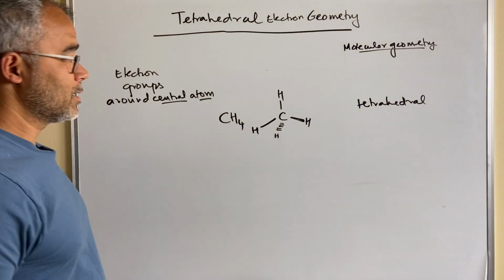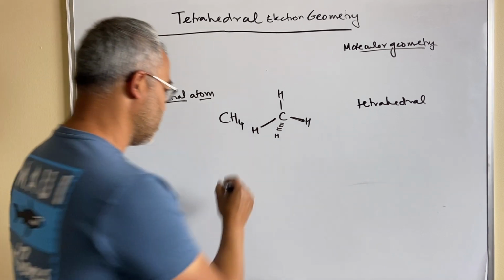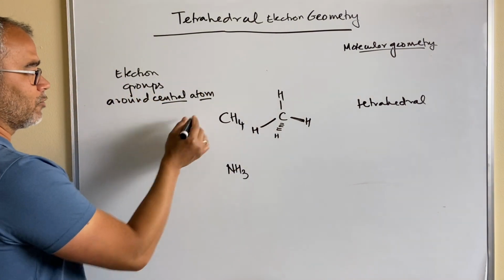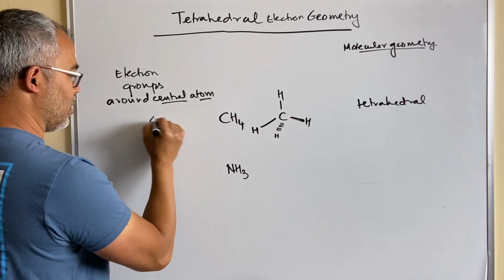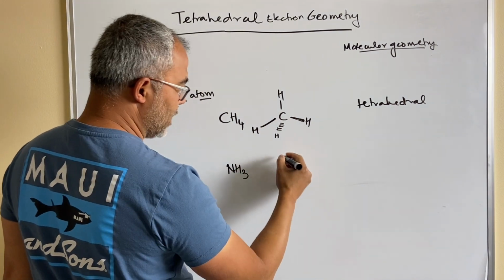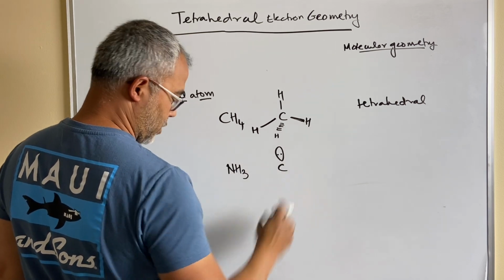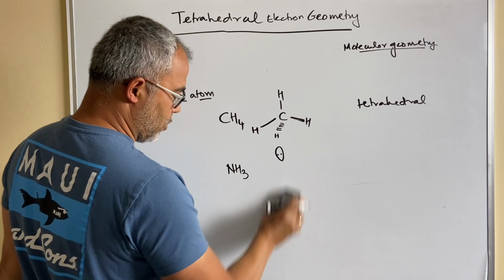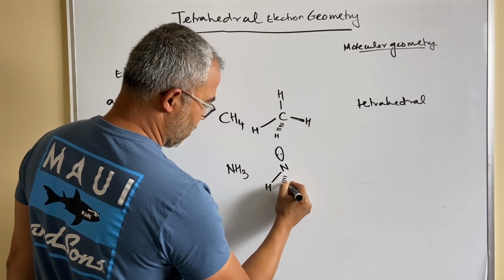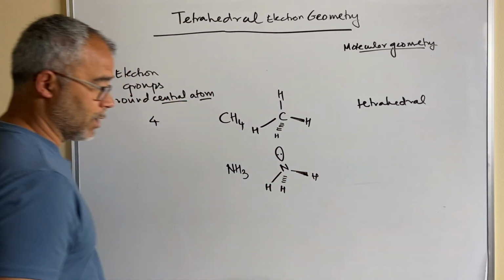Now the next example we look at, we're going to replace one of these bonds with a lone pair. So if you look at NH3, I forgot to put electron groups around the central atom, there's 4. NH3 is going to be nitrogen with a lone pair above it. And then you have hydrogen, then another hydrogen. So that's 3 hydrogens below it.